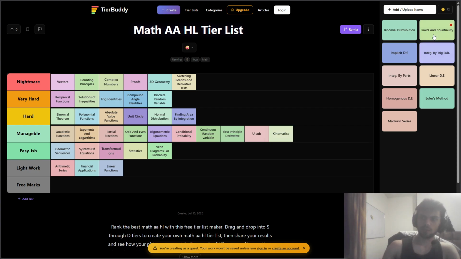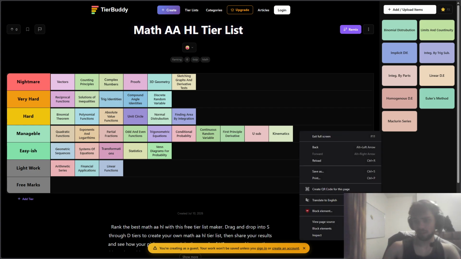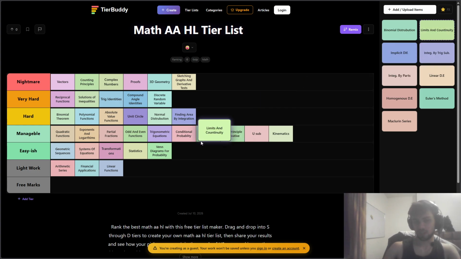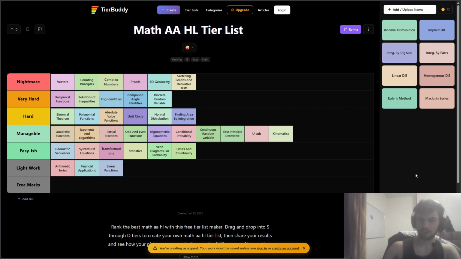Limits and continuity, all like L'Hopital's rule and stuff like that. Yeah, this was light work. Like, yes, a function is continuous if and only if, and things like that. They don't really have questions on this. It's easy-ish. It's not light work. It's easy-ish. Implicit differentiation, very hard.